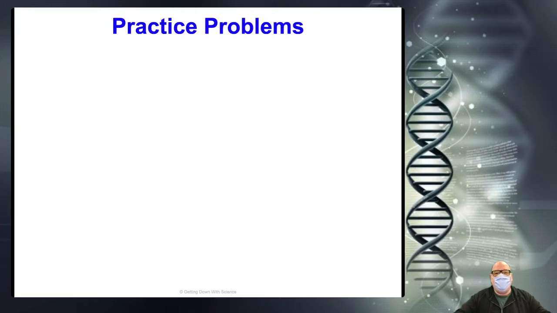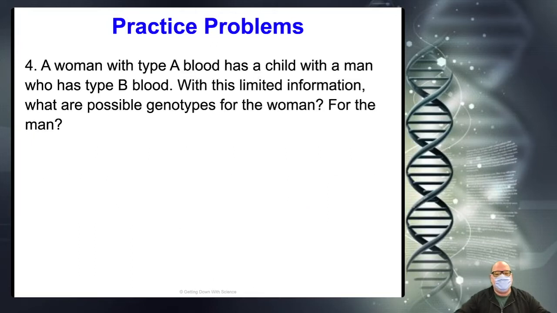One more. A woman with type A blood has a child with a man who has type B blood. That's very limited. You don't really know their actual genotypes. What could the woman be? What could the man be? There's a couple possibilities here.